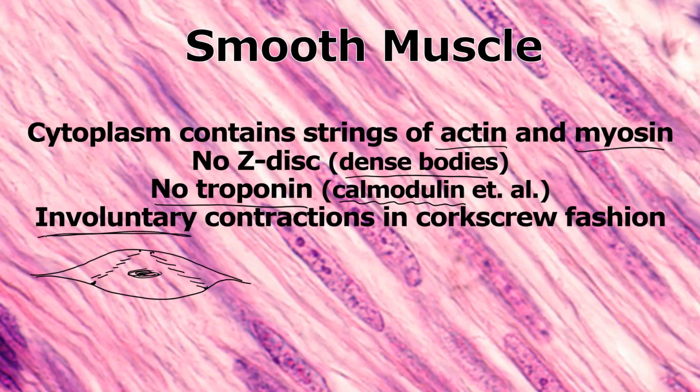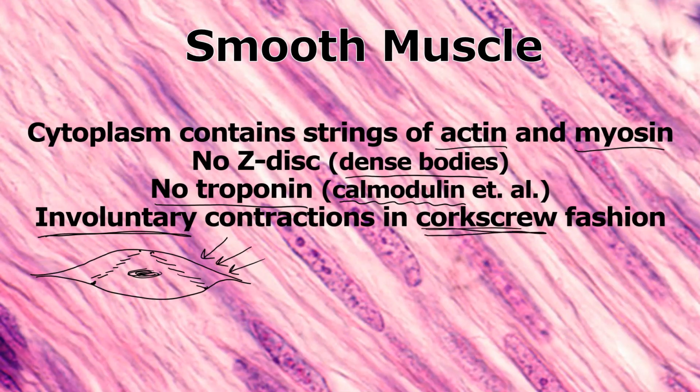Smooth muscle contracts involuntarily. You're not in control of how your smooth muscle contracts. And it does so because of these overlapping strings of actin and myosin. When they contract, they will contract in a strange kind of corkscrew fashion, rather than the linear fashion we saw from the skeletal muscle.